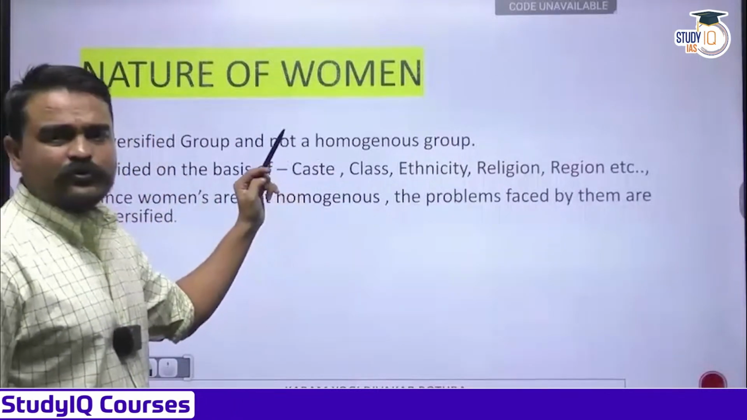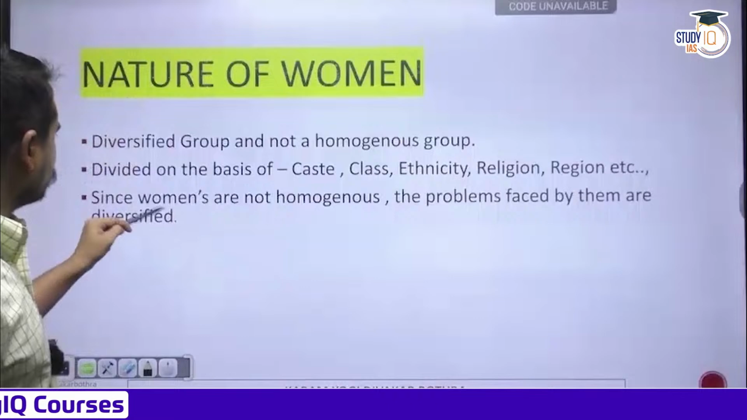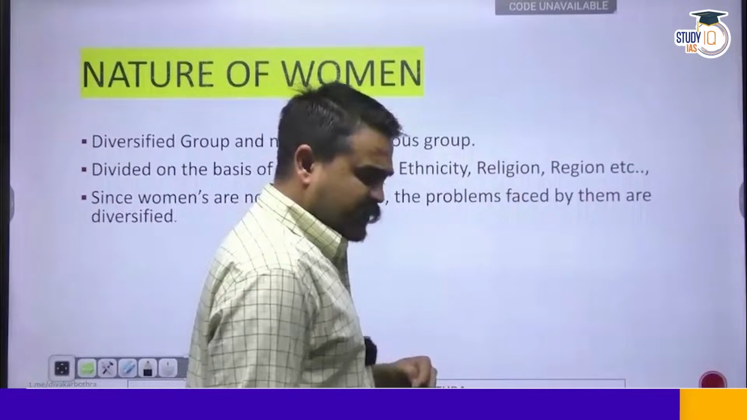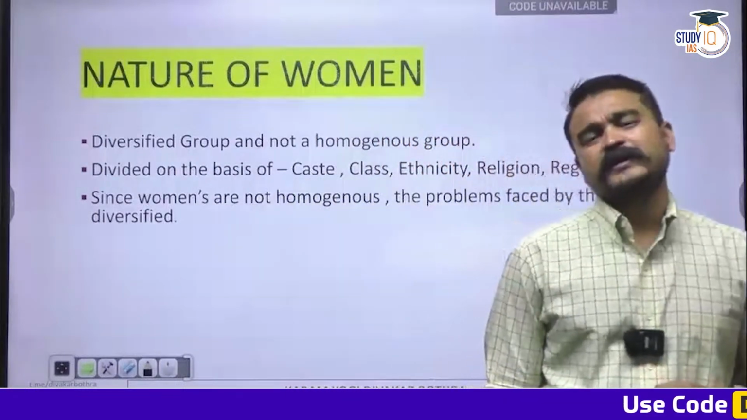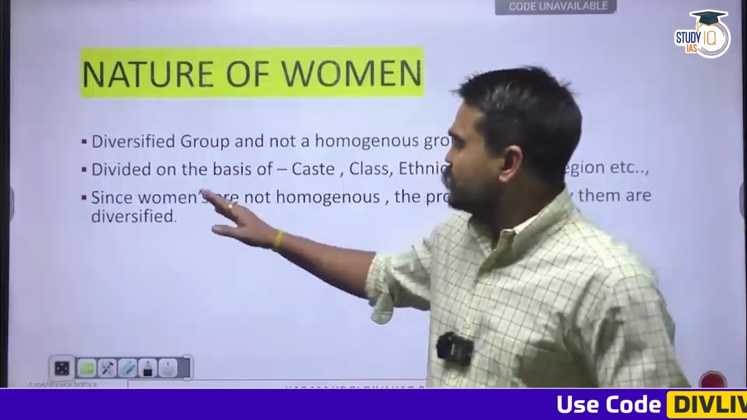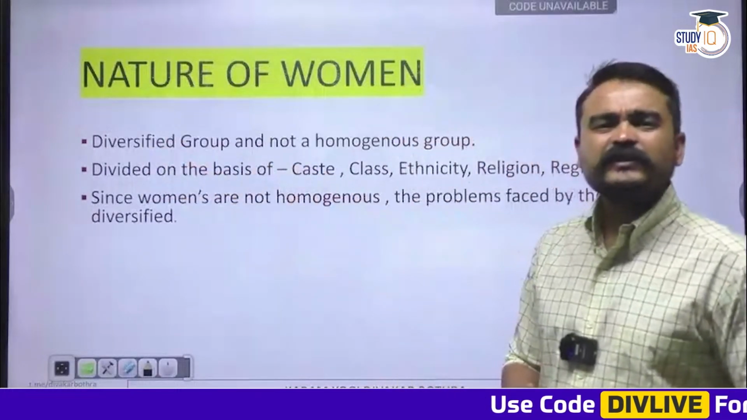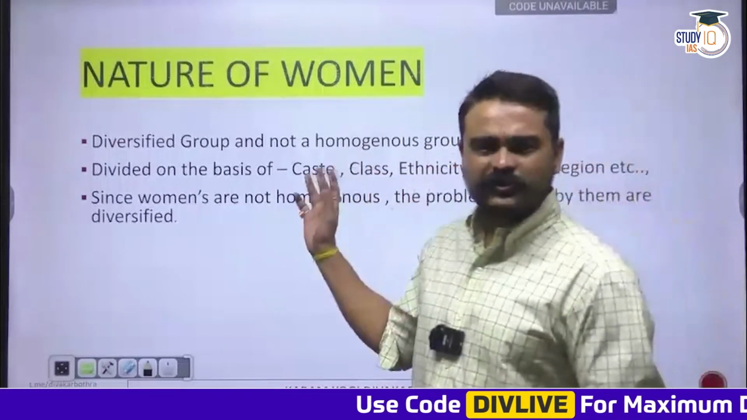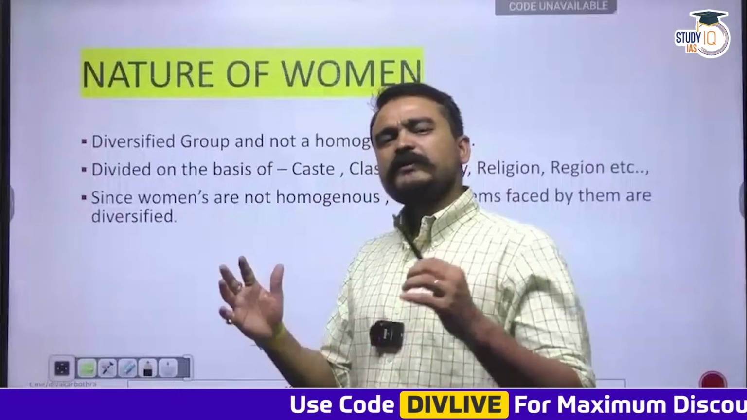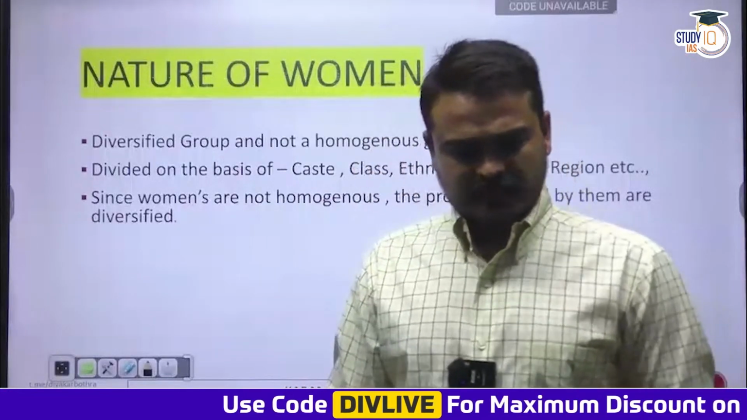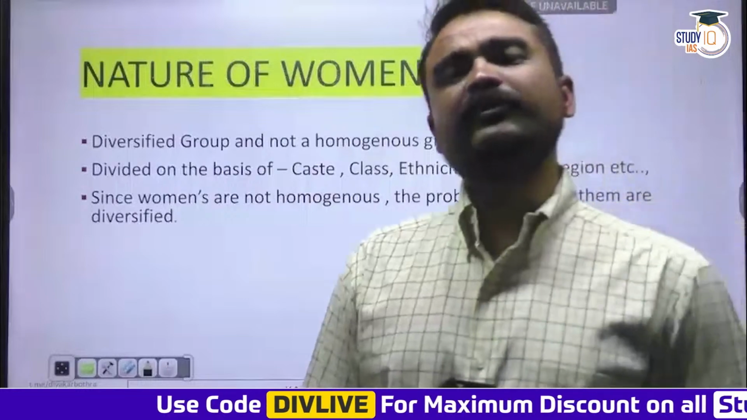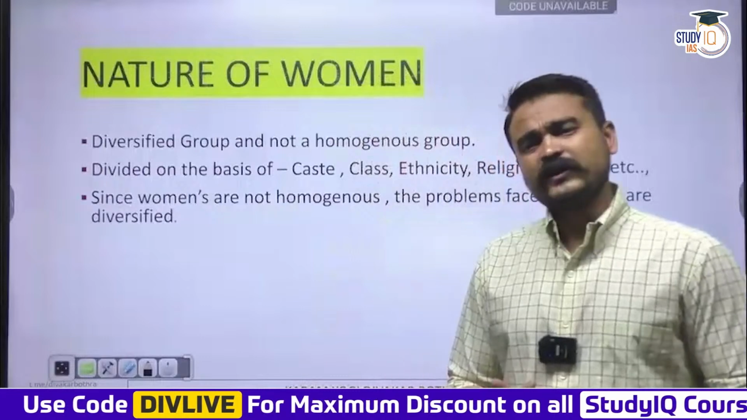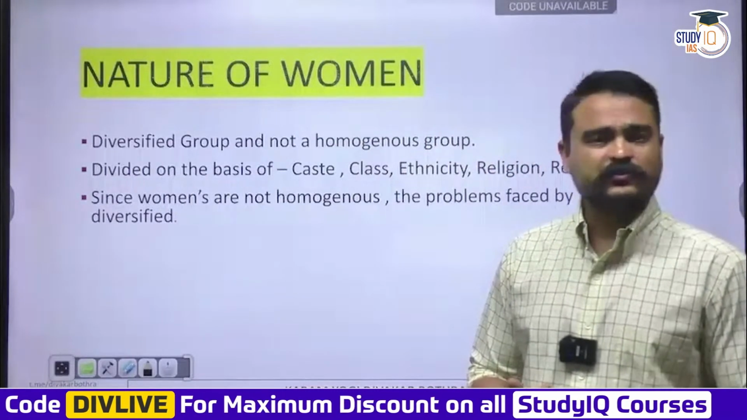If you look into the nature of women, it's a diversified group, not a homogeneous group. In India, women are not a homogeneous group; they are an extremely diversified group. That diversity can be seen in the context of class, caste, ethnicity, language, region, religion, etc. Women are divided on varieties of categories, and all of those categories of women would have different ways of life, different structures, different ideologies, different belief systems, different value patterns, and different interaction patterns radiating out of these socialization aspects.